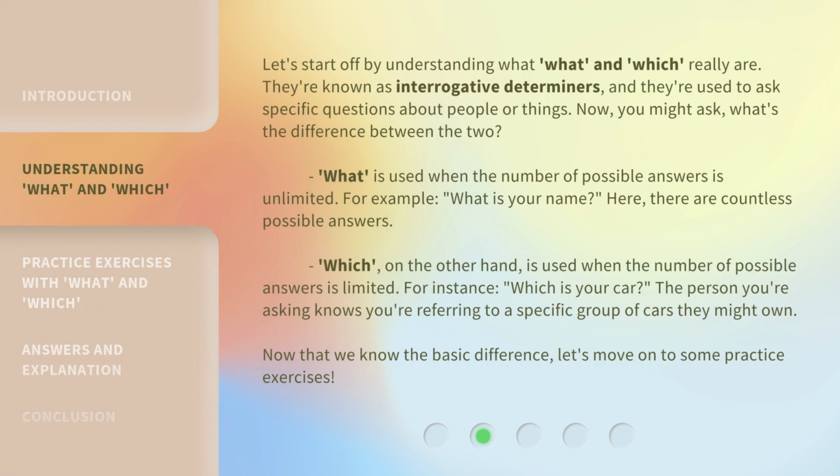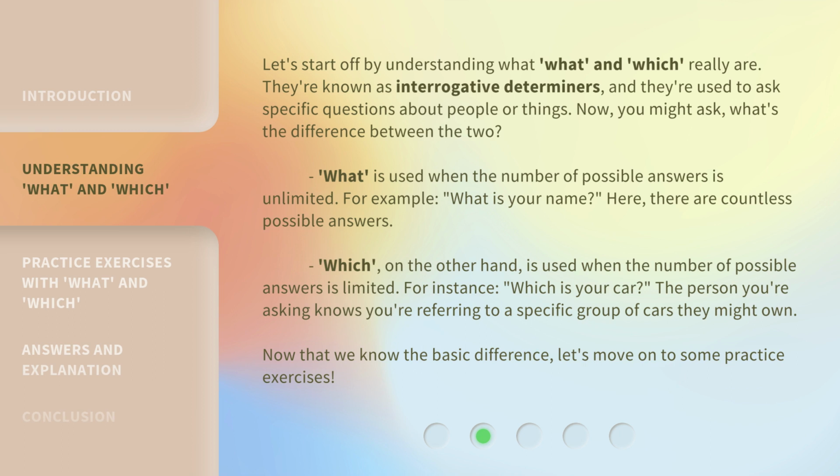Let's start off by understanding what what and which really are. They're known as interrogative determiners, and they're used to ask specific questions about people or things. Now, you might ask, what's the difference between the two? What is used when the number of possible answers is unlimited. For example, what is your name? Here, there are countless possible answers.